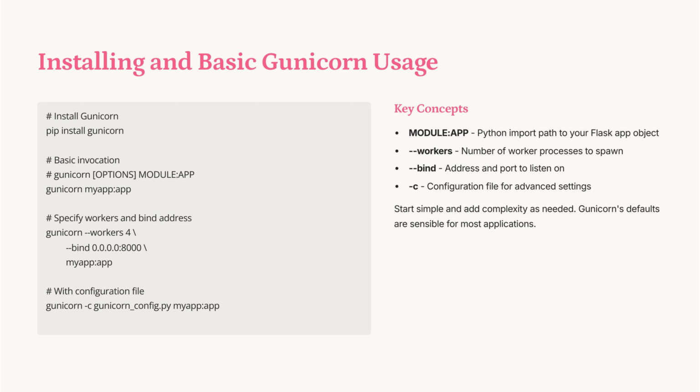To install Gunicorn, use pip install gunicorn. Launch it with gunicorn myapp:app. Specify workers and bind address using gunicorn --workers 4 --bind 0.0.0.0:8000 myapp:app. For advanced settings, use a configuration file: gunicorn -c gunicorn.conf.py myapp:app. Start simple. Gunicorn's defaults suit most applications.